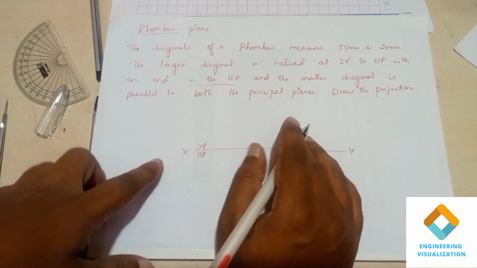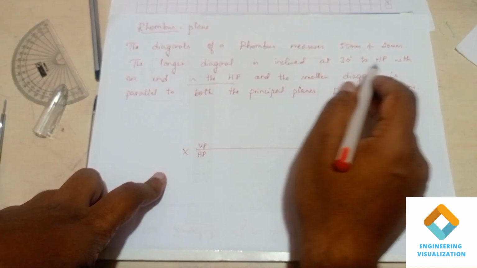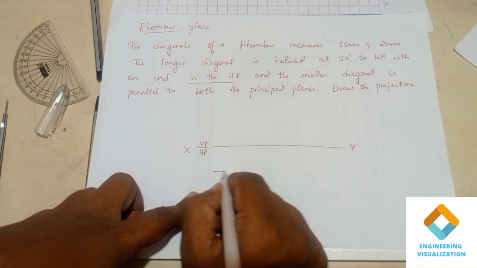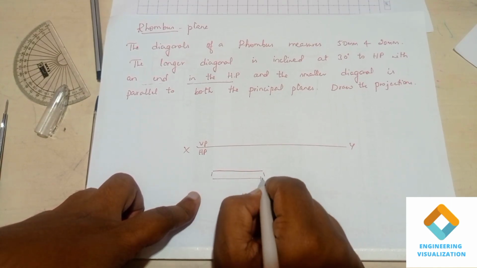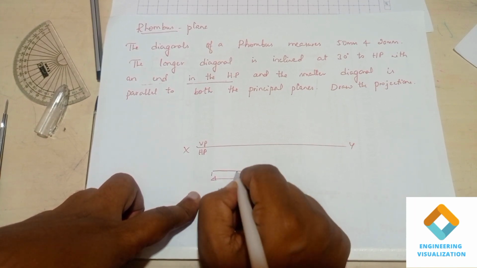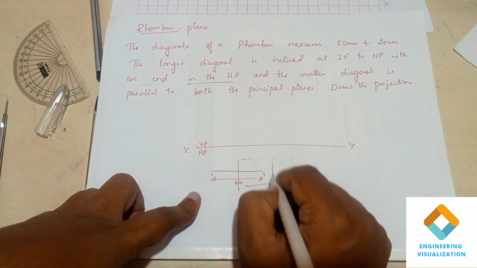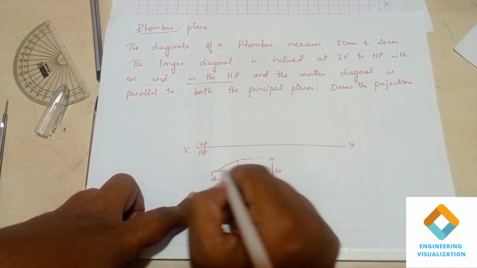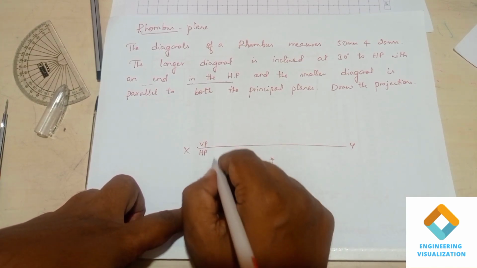Draw the projections. Here I am just showing a rough sketch of how it should be drawn. We will be constructing a rhombus using two diagonals, 100 mm, resting in the HP. The 50 mm is taken, and from exactly the midpoint we consider the height, which is 20 mm. We'll be constructing a rhombus like this and then projecting it.